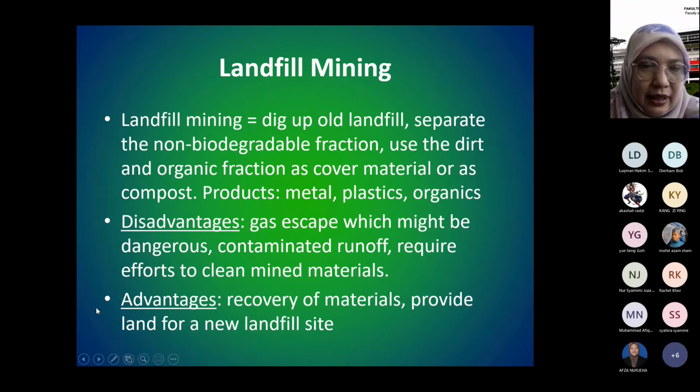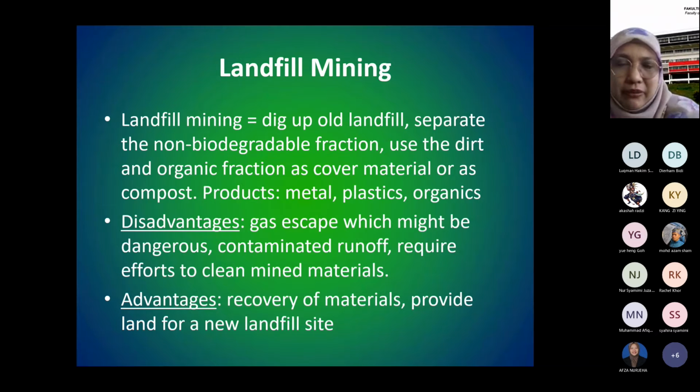And then what are the advantages? The advantage is the recovery of the materials, and it can actually provide land for a new landfill site. It can be a new landfill site, or it can be a new development of the land. So that's the advantage.